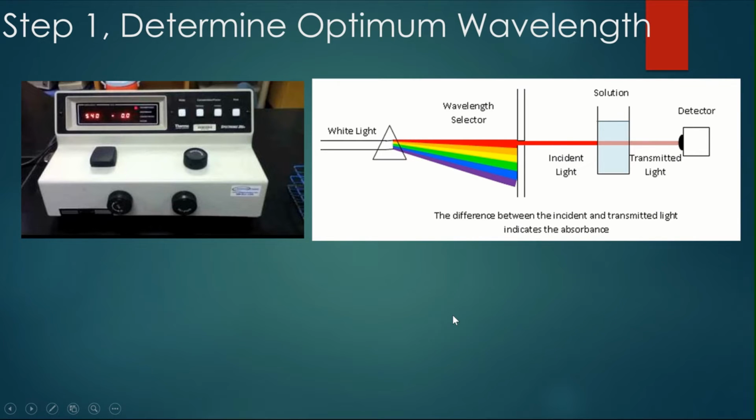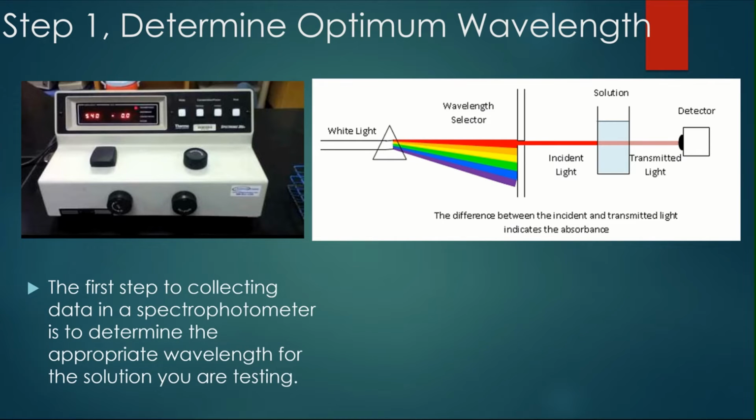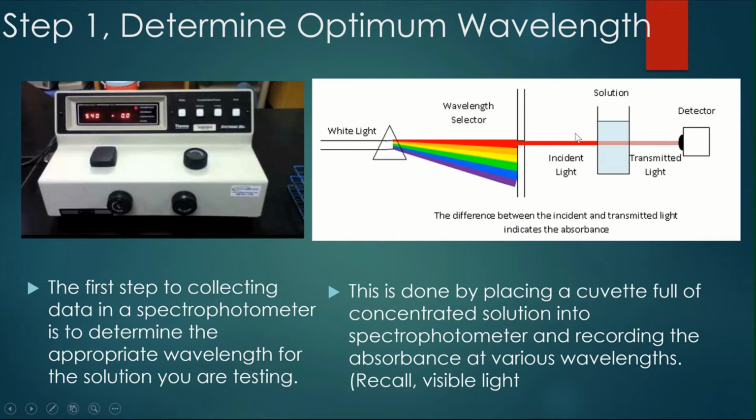So step 1 when using a spectrophotometer is to determine what the optimum wavelength is for your particular solution. Most solutions are going to have a different wavelength of light that they absorb best. So what you're going to do is put your stock solution into what's called a cuvette, which is a little square plastic piece that fits right into the chamber here.